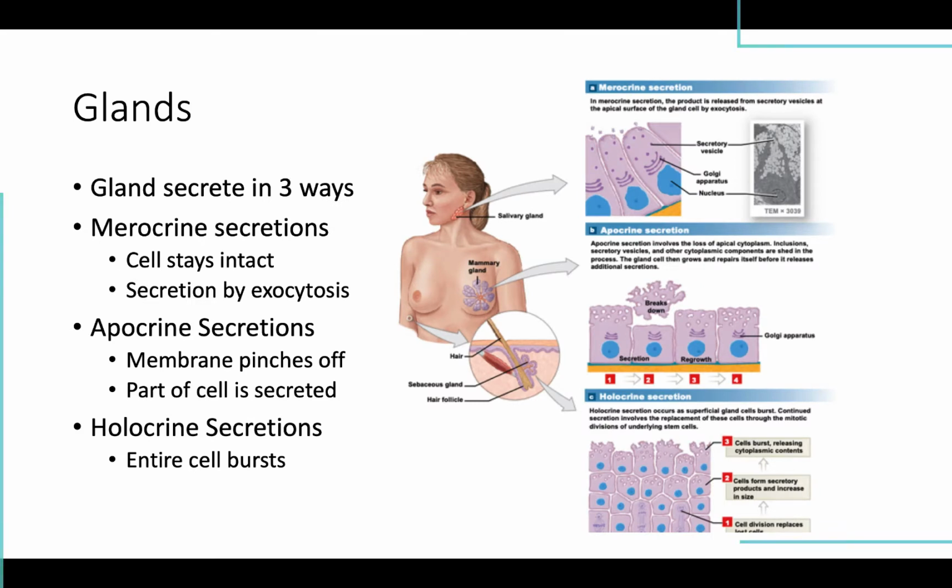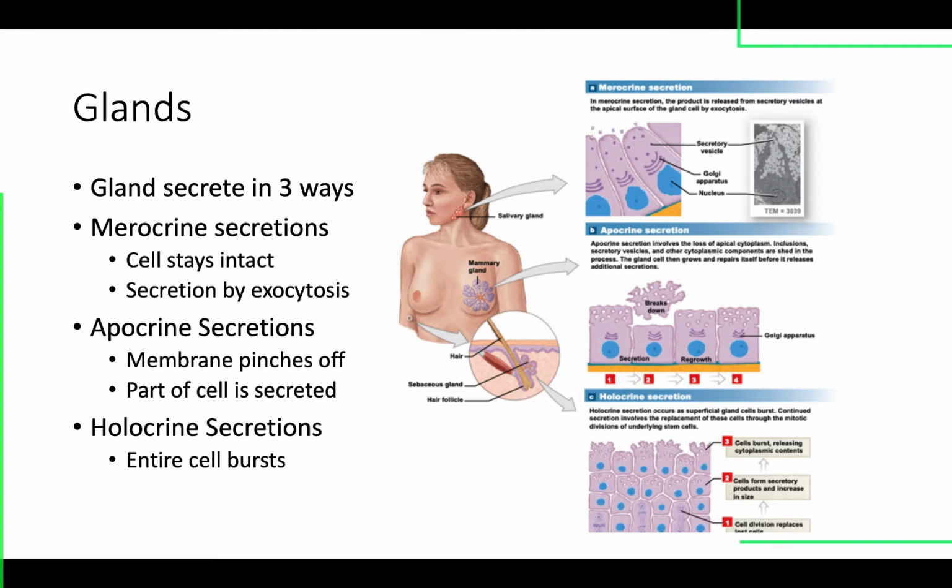Then we have glands, and you have to understand glands, again, are epithelial tissue. So you want to make sure that you understand the three methods on how these glands produce. So these are all columnar cells, and they're all secreting something. Say the top one is merocrine secretion. That one's secreting saliva.